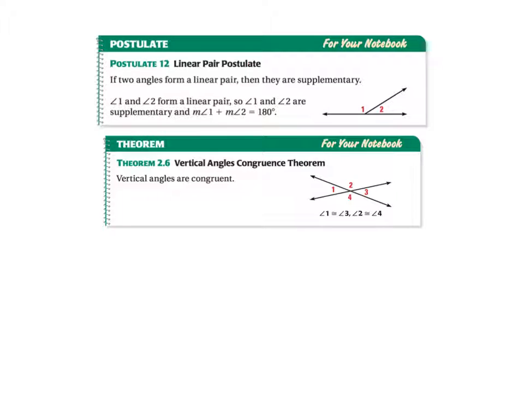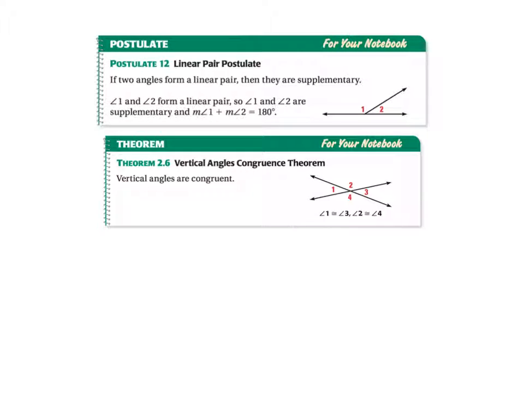Next, we have a theorem, which is called the vertical angles congruence theorem. It simply states that vertical angles are congruent. In the next slide, we're actually going to prove this theorem is true. But again, we know that if we have a pair of vertical angles, then those angles are congruent. So in the diagram, angle 1 and angle 3 are vertical angles, so they are congruent, and angle 2 and angle 4 are vertical angles, so those are congruent.